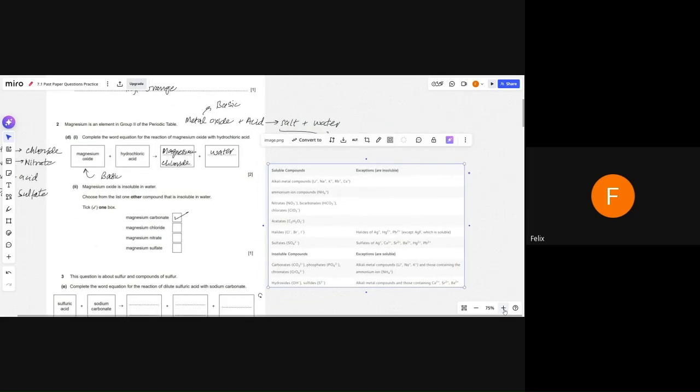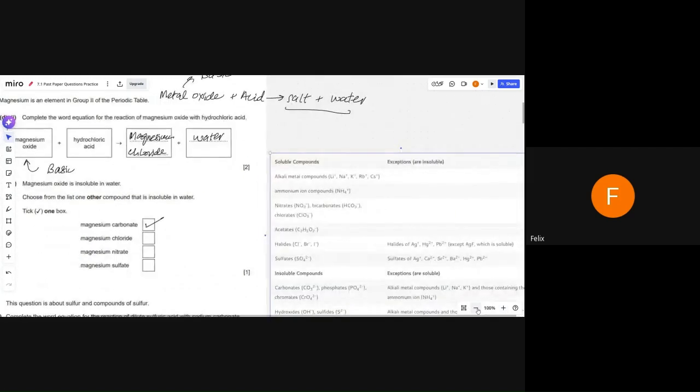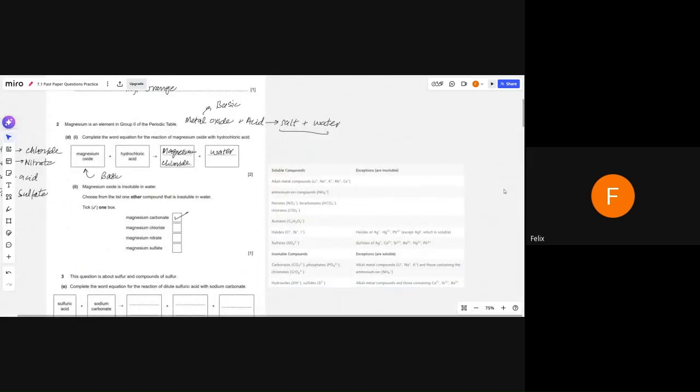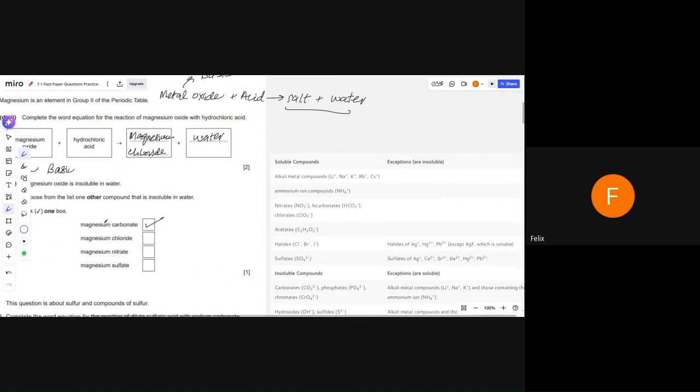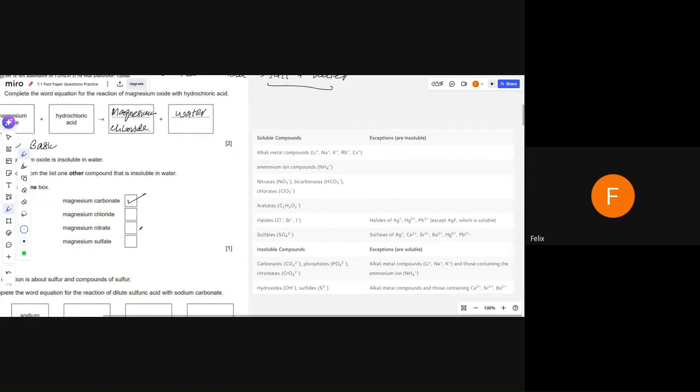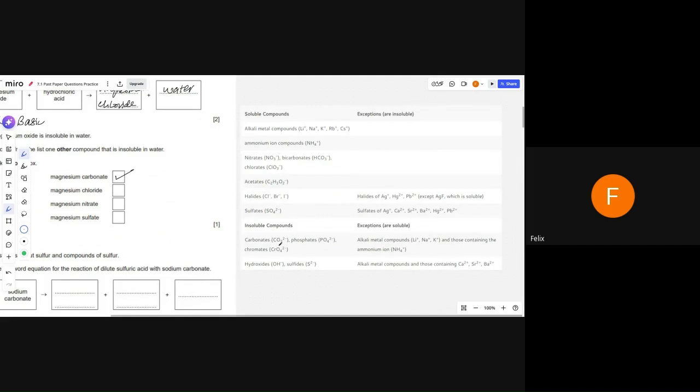You see, now here you can see that... let me just make it a bit. So, magnesium carbonate, right? So this is carbonate. Carbonates are usually insoluble, right? And if group 1 elements are attached to carbonate, or ammonium is attached to a carbonate, then it will make it soluble.